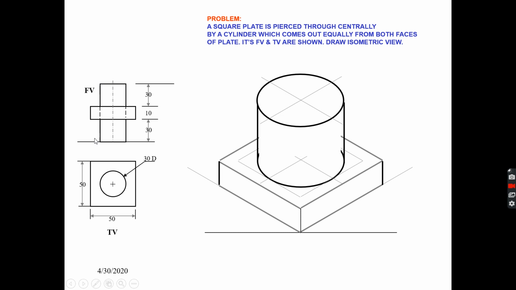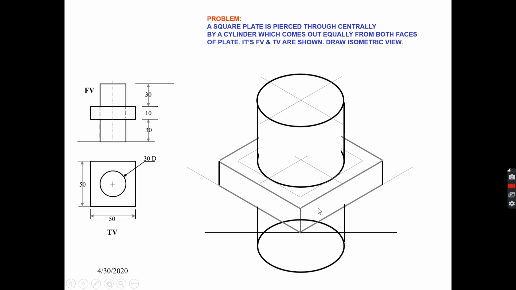Here you can see the total height of the cylinder is 70 mm. You have already drawn the 30 mm portion. So from here you can extend this line to a total length of 70 mm. In a similar way you can extend this other line. These two lines have a total length of 70 mm.